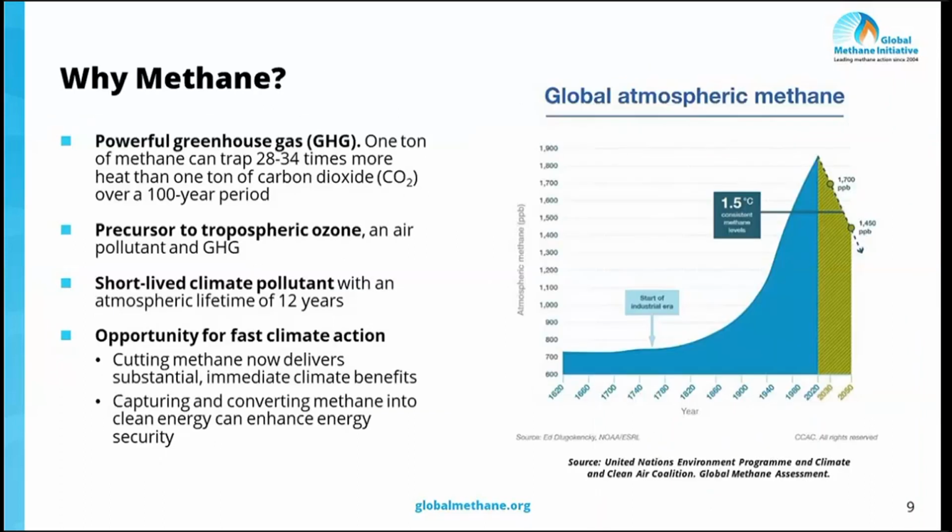In response to this short-term opportunity to make progress on addressing global climate change, the Global Methane Initiative was formed in 2004 and is celebrating its 20th anniversary this year, which is very exciting.